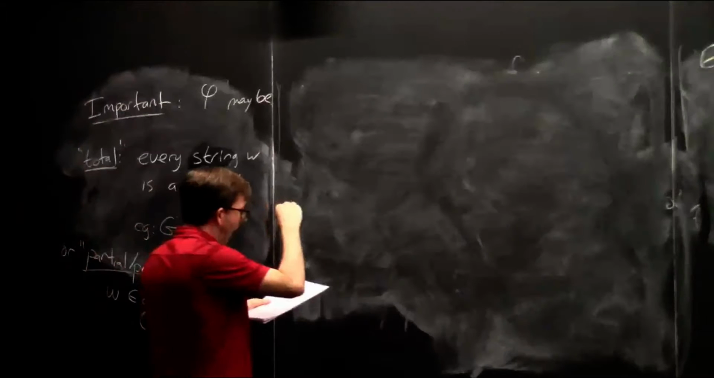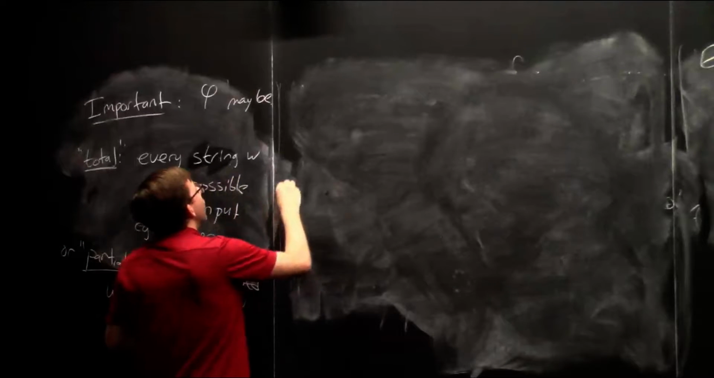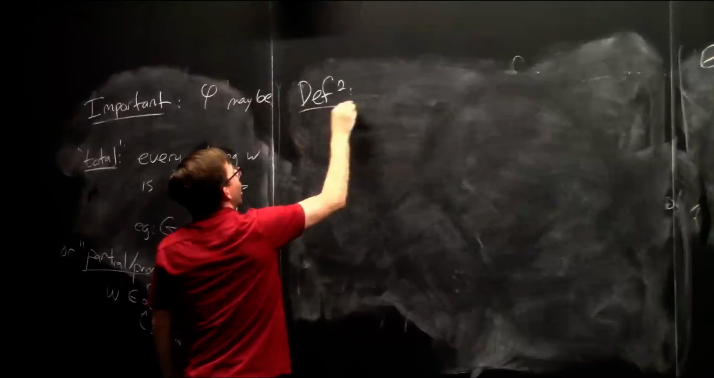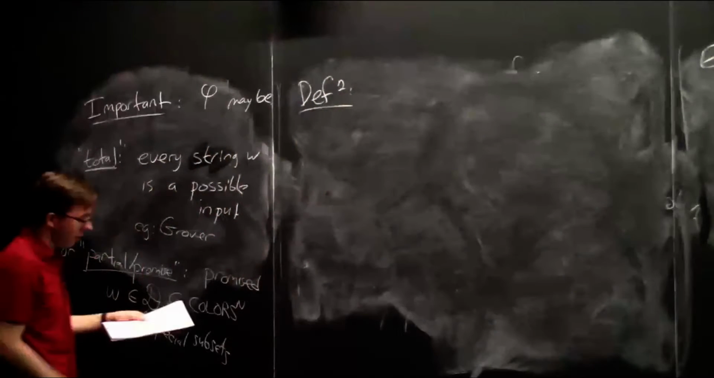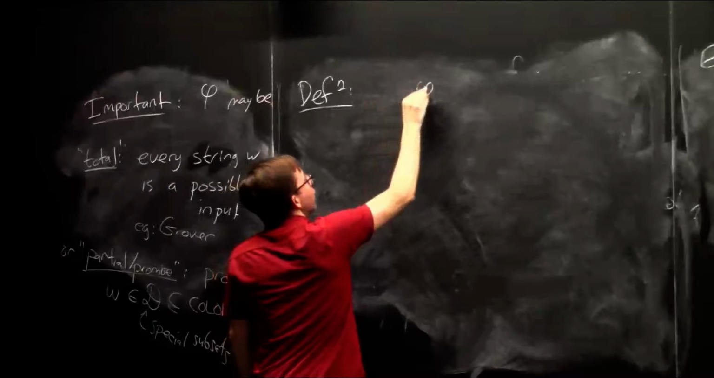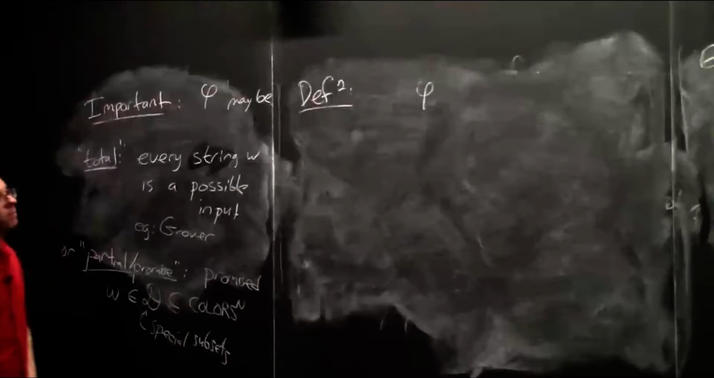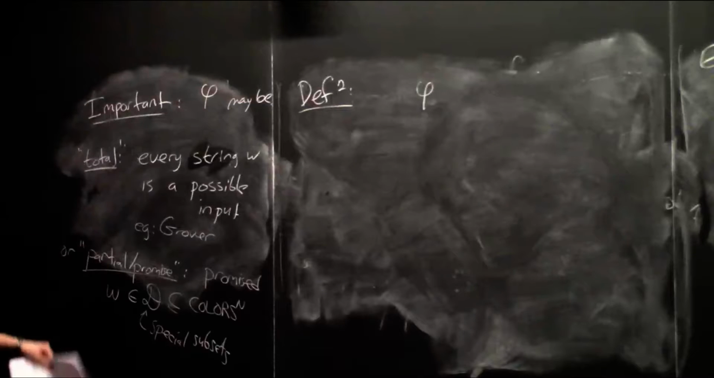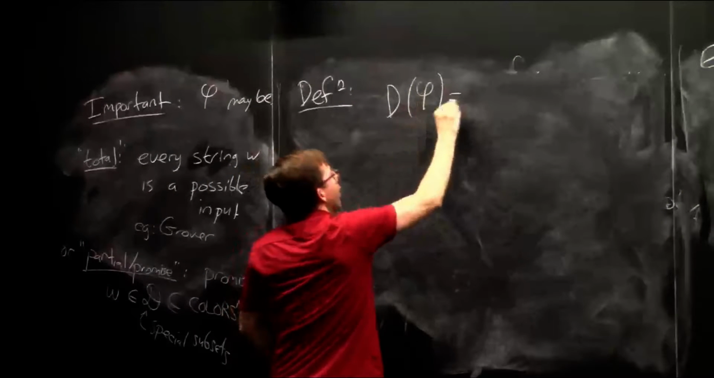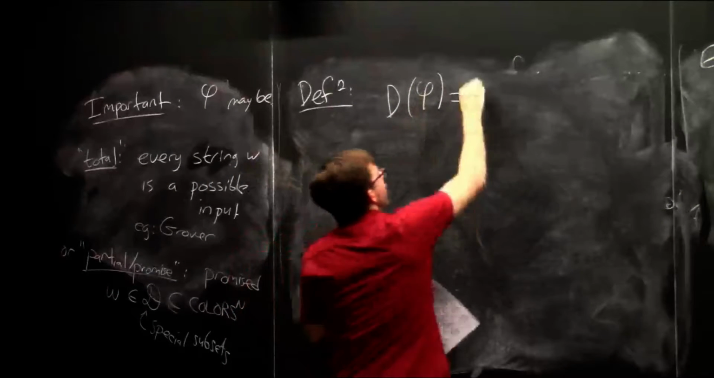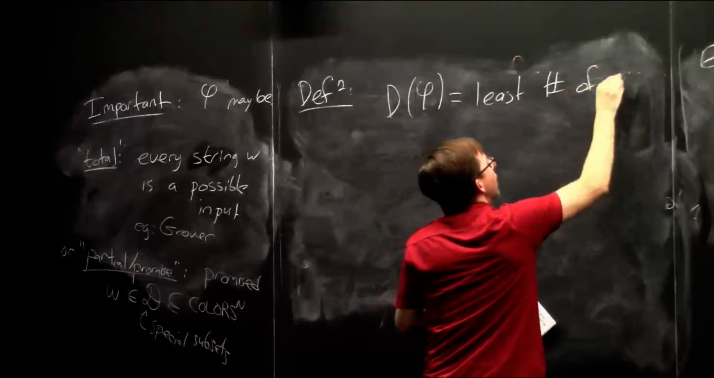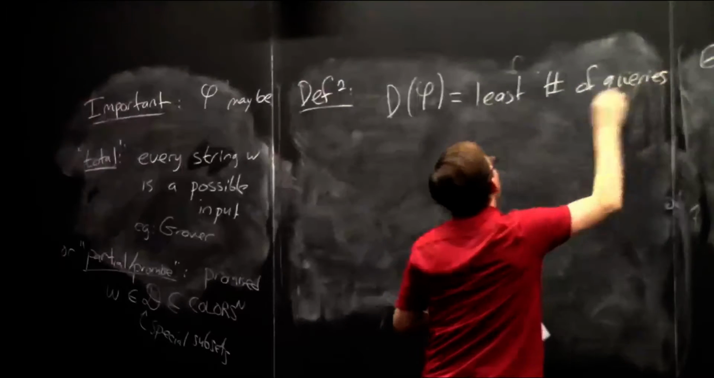And in particular, you can define three different complexities. I've mentioned them before. But I'm going to give you some notation. So let's say you have a decision problem, phi, which is maybe partial or total. So D of phi is going to be the least number of queries needed to solve the problem deterministically.